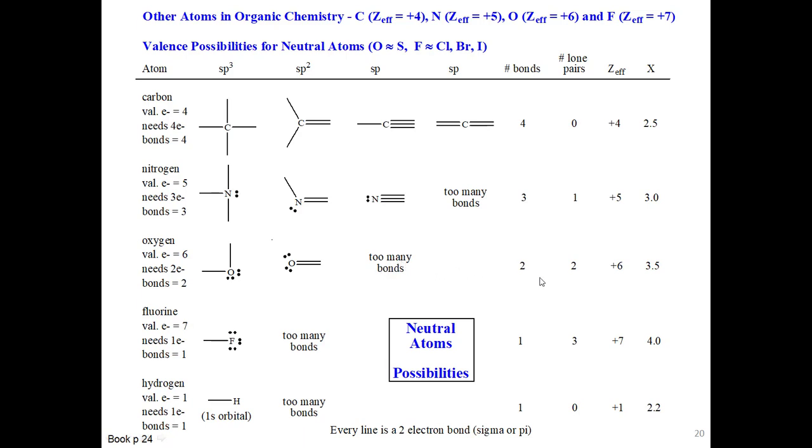Okay, so oxygen wants to make 2 bonds, wants to have 2 lone pairs. Notice the Z-effective went up to +6, and its electronegativity increased. So Z-effective is higher, greater attraction for electrons.